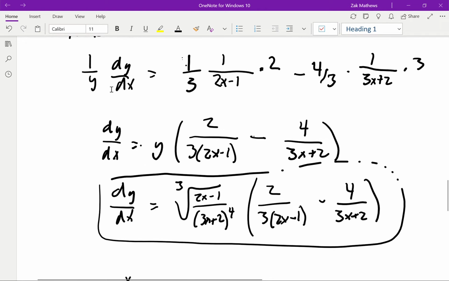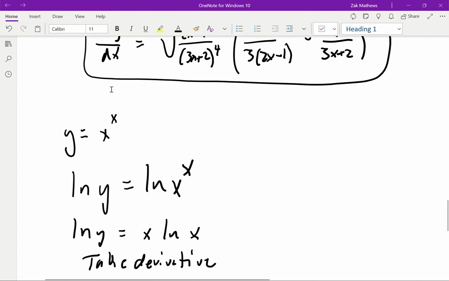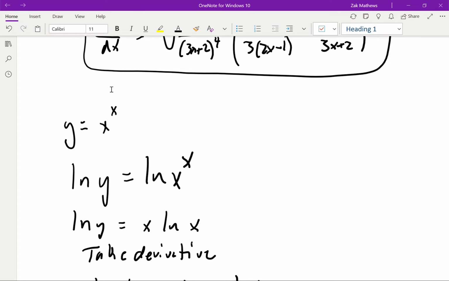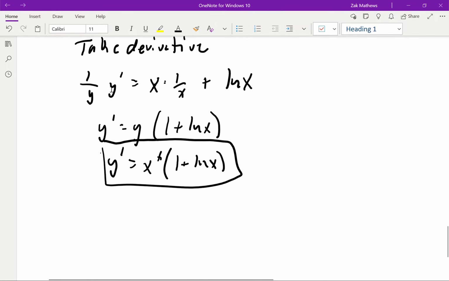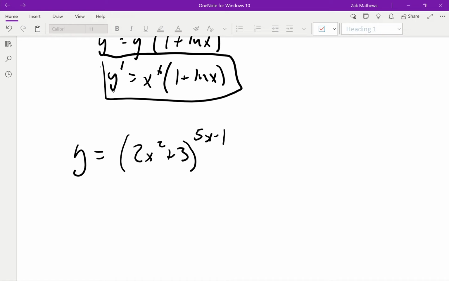For something like that first example, that was a fun little example to see how we can use it, and it made certain elements easier. We had to break apart the logs first, but it made finding the derivative easier. For something like this, it becomes very necessary. Let's do one more example like this. Let's take y is equal to the base of 2x squared plus 3 to the 5x minus 1.